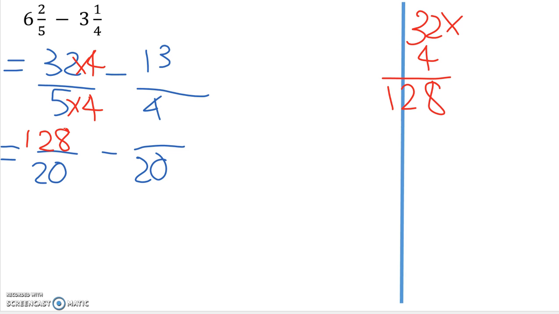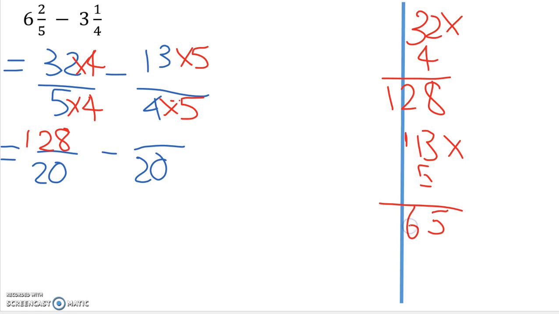To go from 4 to 20, we're timesing by 5. We've got to work out what 13 times 5 is. Pays to know your times table as well. 3 5s are 15, carry 1. 5 1s are 5, plus 1 is 6. So we get 65. Alright, now that I have a common denominator of 20, I can subtract my numerators.